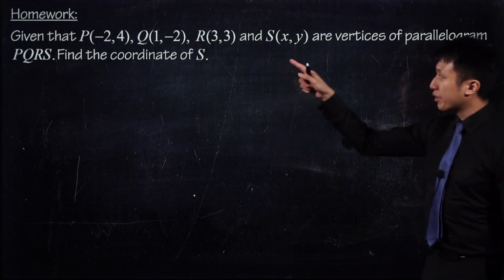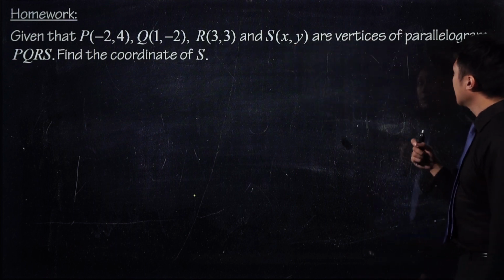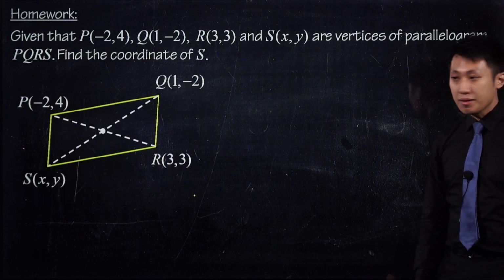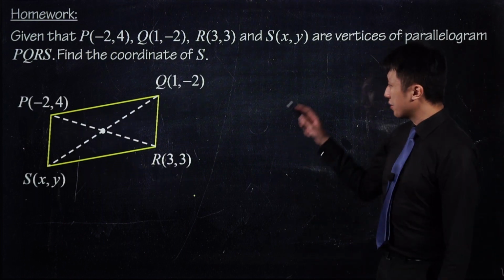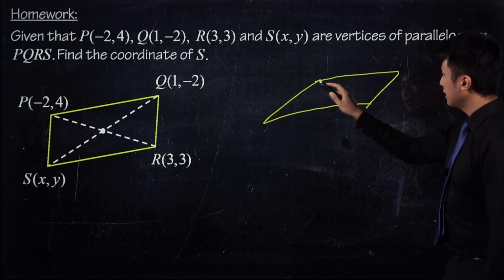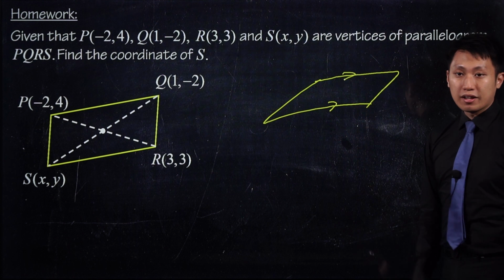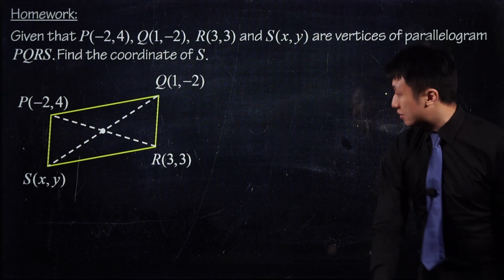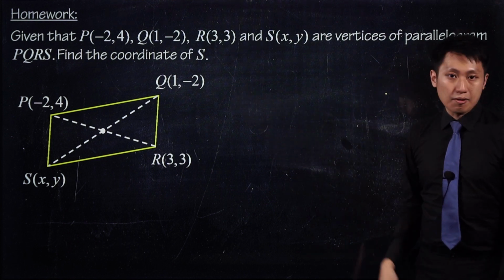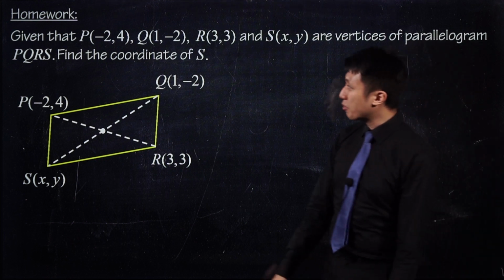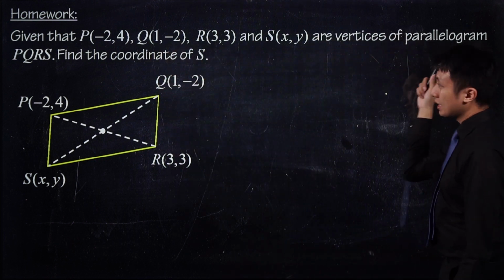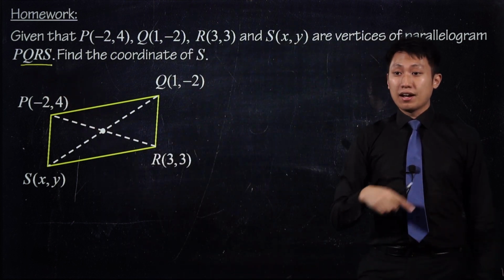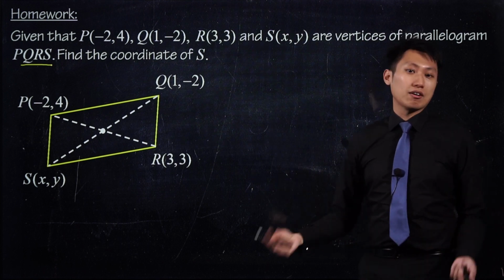Okay, so P, Q, R and S are vertices of a parallelogram PQRS. Then I draw this. PQRS is this parallelogram, something like this one. This side and this side are parallel, and this side and this side are parallel. So that's a parallelogram. I listed out all the points here, and you need to remember one thing about PQRS: if it says PQRS here, that means it's following the order, either clockwise or counterclockwise.